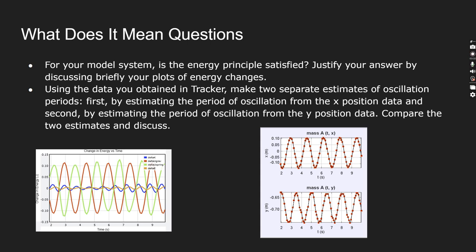And for the what does it mean questions, for this first question, the energy principle is satisfied because total change in energy is around zero the entire time. This is shown by the graph in the bottom left. The orange line is the change in total energy, and it stays pretty much at zero the entire duration of the experiment.